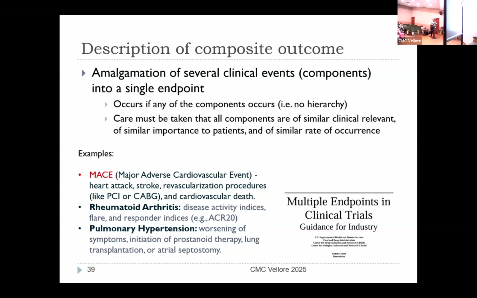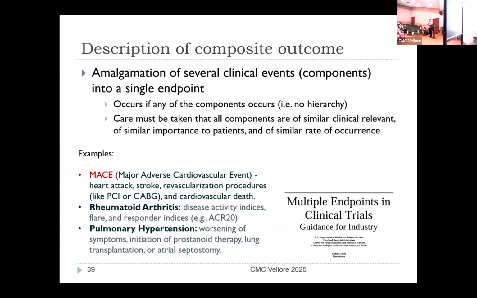So care must be taken that everything you put into a composite is of similar clinical relevance, similar importance to patients or clinicians or to politicians, and similar rate of occurrence. I'll give you an example. Here are standard examples in cardiovascular, in rheumatoid arthritis, and in pulmonary hypertension. What are the composites that they typically use in these 3?